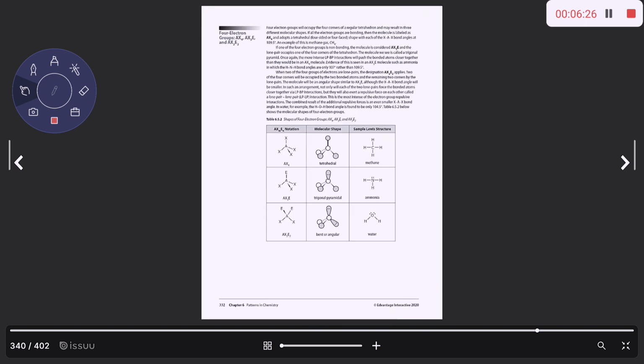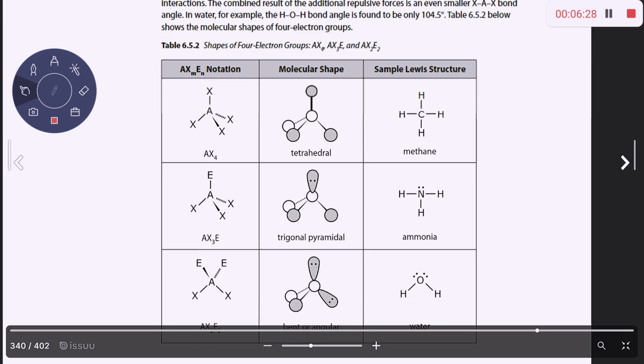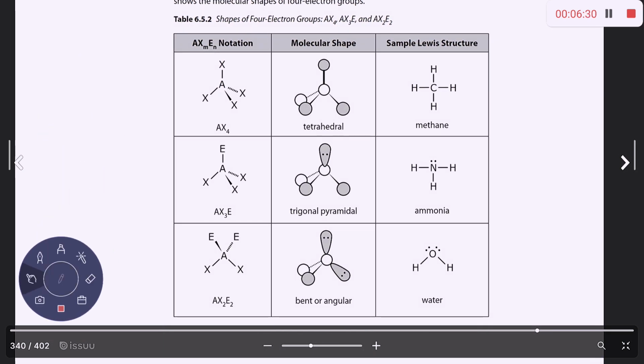Okay, now we can have 4 electron groups, and in comes your water question. So when we've got 4 electron groups, our possibilities are I can have AX4, AX3E, or AX2E2. So let me show you what that looks like. Here I have methane, which would be AX4.